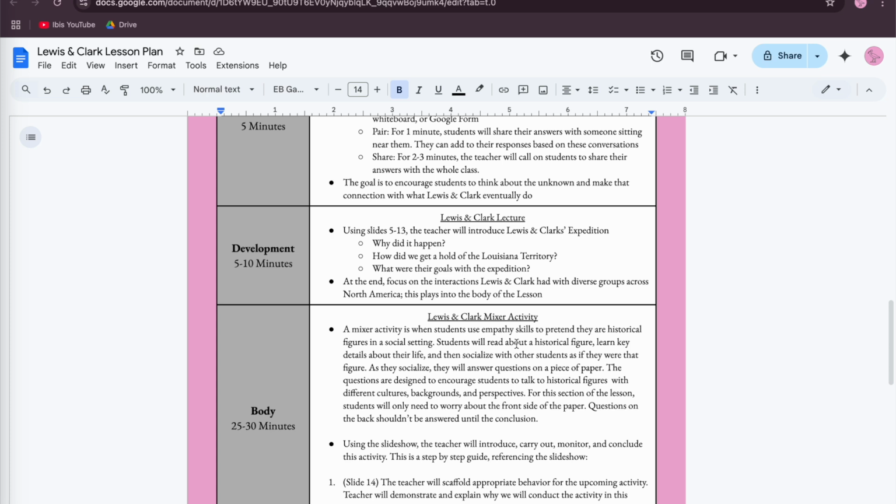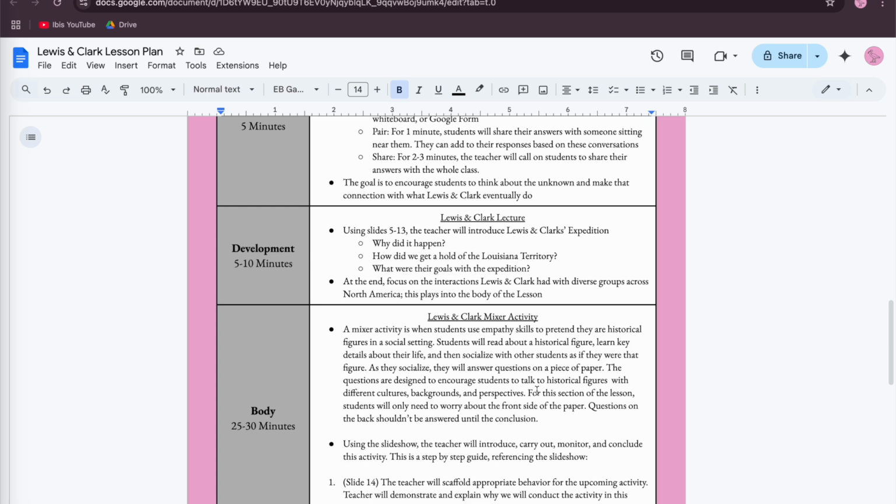That's where I first saw this mixer assignment, but I have adapted it to the content of Lewis and Clark. So it gives you a little bit of a description right there. Essentially, what students are going to be doing is pretending they are historical figures in a socialized setting. And this setting is the Lewis and Clark expedition era, early 1800s.